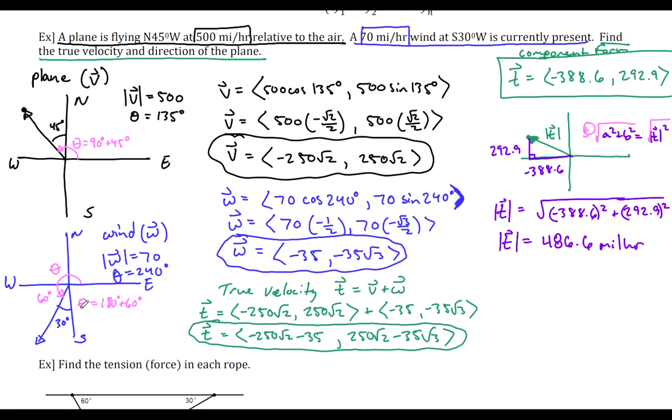So it should slow it down. So this is a headwind. So it is slowing the plane down a bit. Okay, so just a little bit, but it is slowing it down. All right, so we do have the magnitude, and then the next thing that we need is the direction.